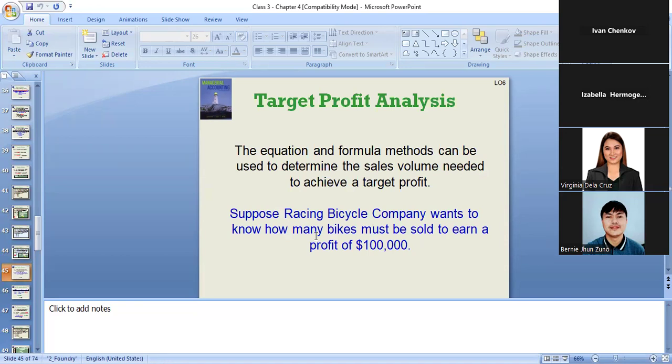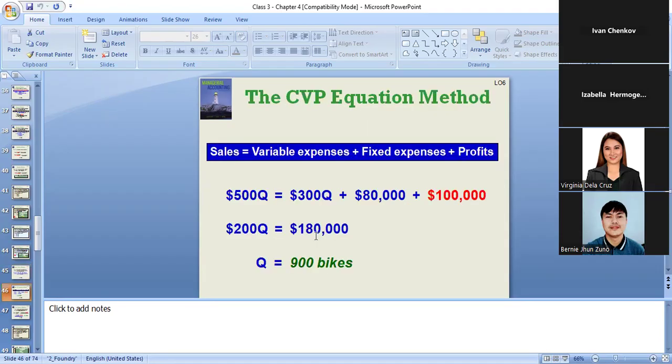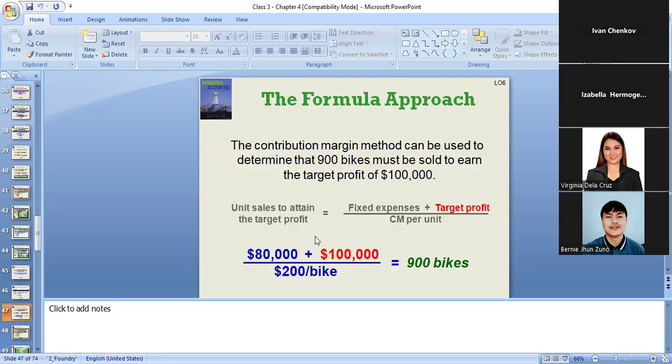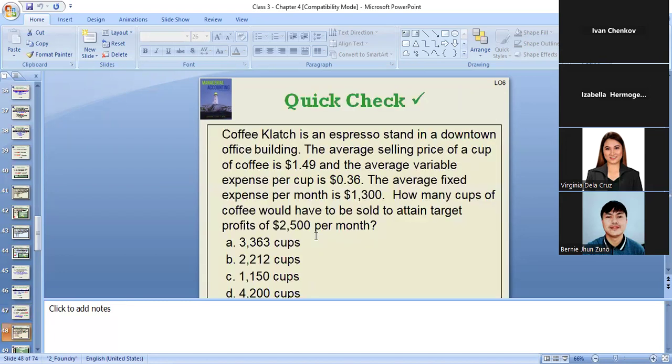Now, the target profit analysis is when we want to achieve a certain income above the break-even. So we have to add that profit to our equation and run the calculation. That is for the equation method. In the formula method, we're adding the target profit to the fixed cost in the numerator. Once we do that, we're going to get the number of units.